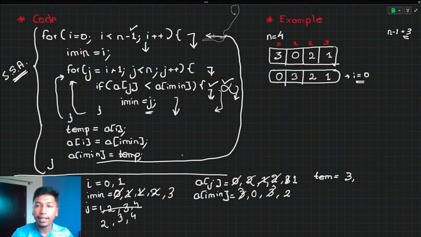Now we'll again start the swapping procedure. Now temp value is a of I. Now what is I? I value is 1, that is a of 1 is 0. Temp value is 0. Temp value is 3.